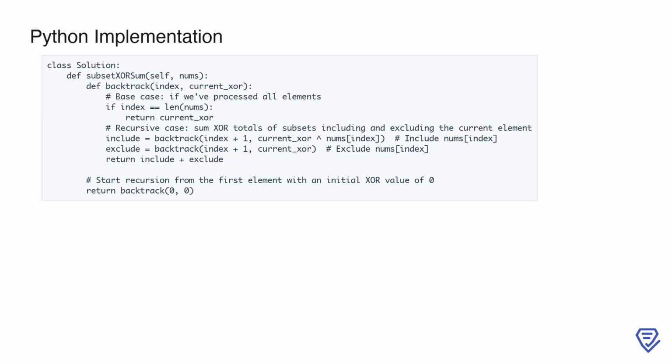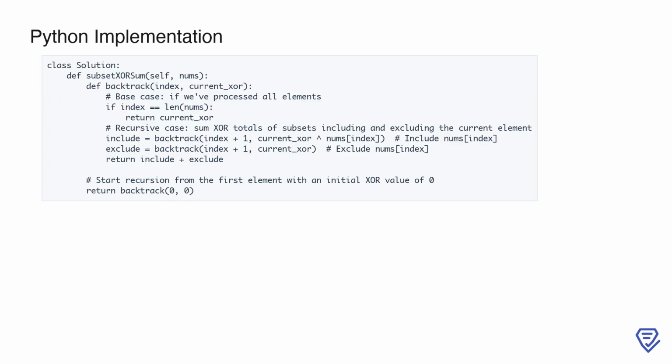Complexity. Time complexity. Each element in nums has 2 choices, include or exclude, leading to 2^n subsets. Therefore, the time complexity is O(2^n). Space complexity. The recursion depth is at most n, so the space complexity is O(n). This approach is efficient for small to moderate input sizes and leverages the power of recursion to systematically compute XOR totals for all subsets.